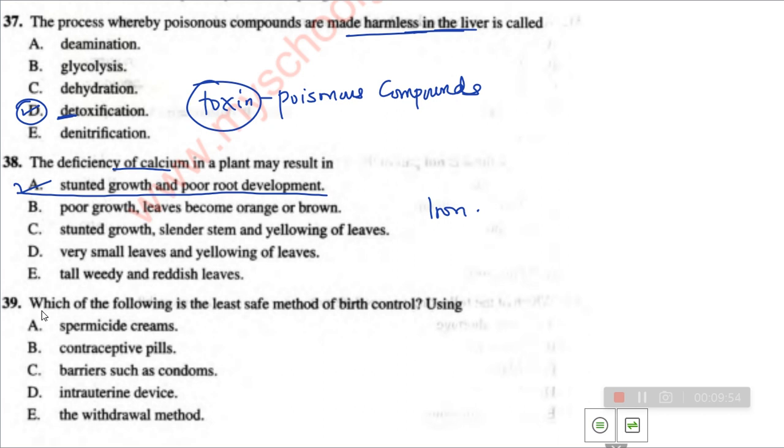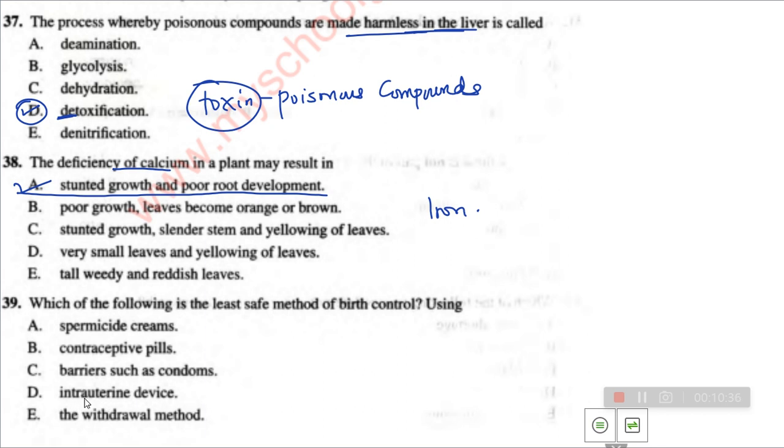Question 39: which of the following is the least safe method of birth control? We have lots of ways of birth control. Birth control is part of family planning. One of the methods is using contraceptive pills. We have condoms and spermicide creams. The spermicide cream is rubbed on the vagina or the vulva, so that when sperm is ejaculated on it, it kills the sperm, so that the sperm will not fertilize the egg in the oviduct where fertilization takes place.